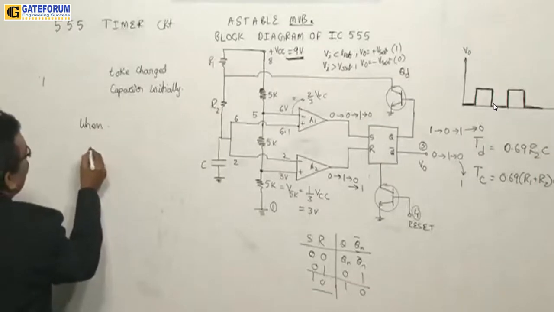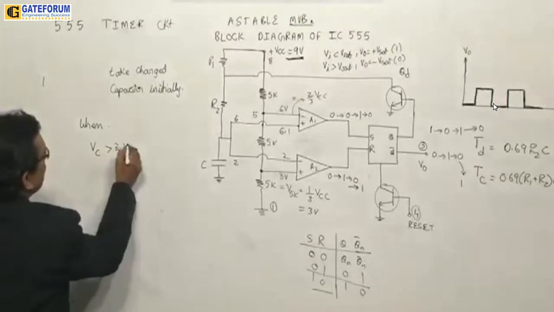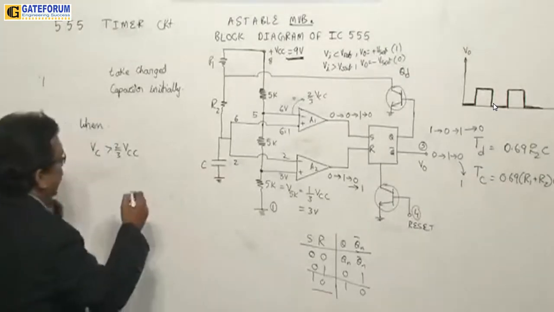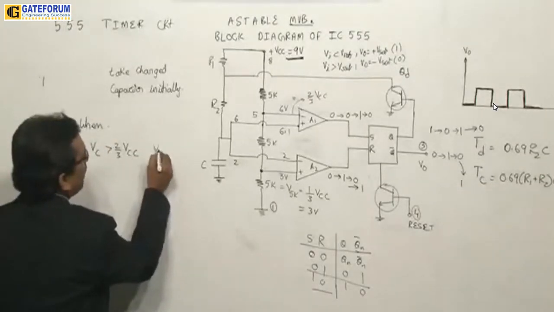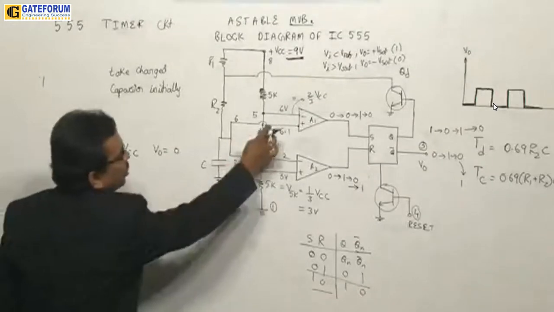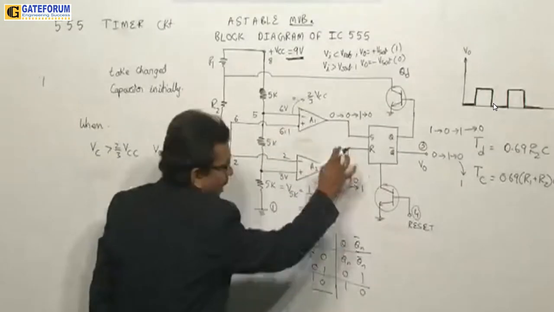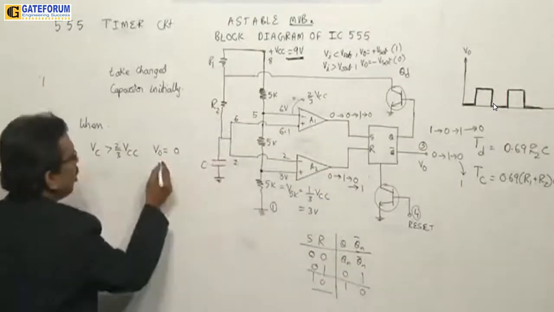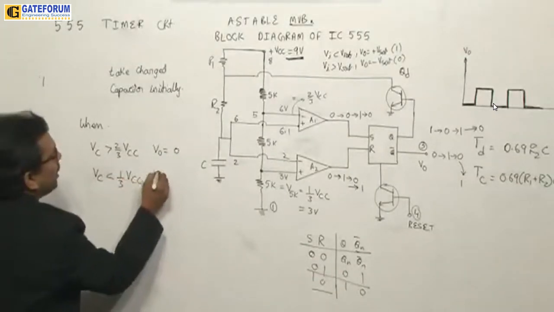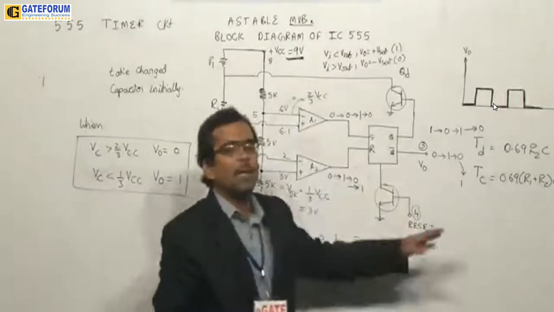Carefully observe this table. When the capacitor voltage is greater than 2/3 VCC, then the output of the circuit will be 0, because 2/3 VCC, this becomes 6.1, input is less than reference, S becomes 1. Then S is 1, Q becomes 1 and this becomes 0. And when the capacitor voltage is less than 1/3 VCC, then the output becomes 1.